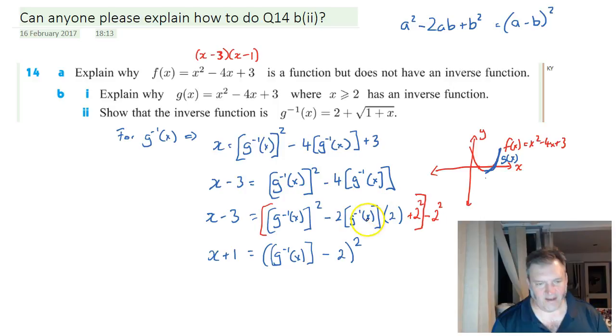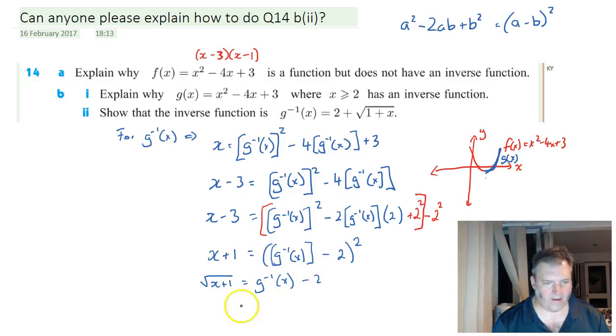The beauty of that, now I can square root each side. Is it okay to square root this time? Yes, because I've restricted my domain, so I'm only going to need the positive square root, so I don't need to worry about plus or minus. I only need the positive square root there, and that's equal to g negative 1 of x minus 2. Now I add 2 to each side, and that's where they get 2 plus the square root of x plus 1 equals g negative 1 of x.